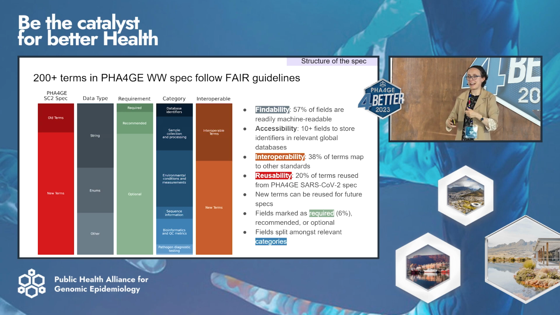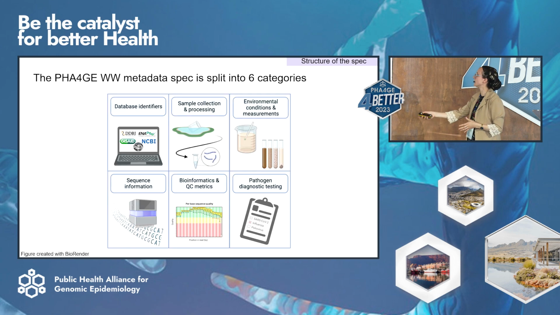We're not trying to say that everyone should measure 20 physicochemical metrics for every single wastewater sample that they have. But we want to make sure that if you are doing that, that there's a standardized approach to how you collect it, record it, and then share it. Finally, we also split these terms into 6 different categories, and that just makes the spec more navigable. So I'll introduce those 6 categories now.